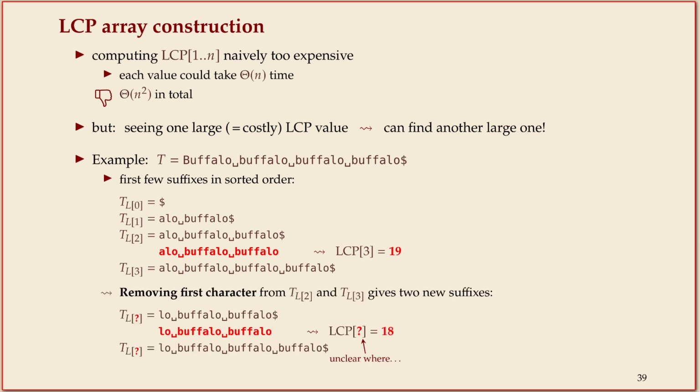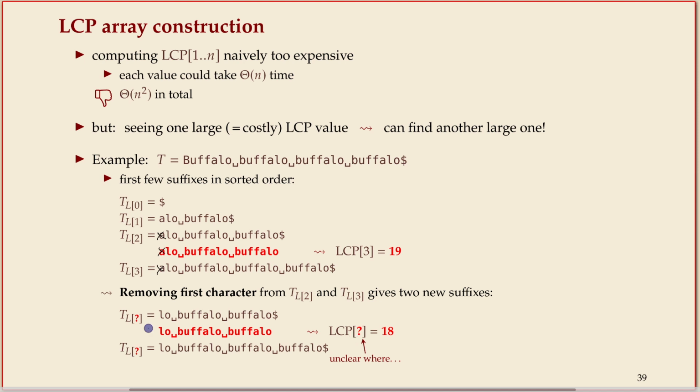Well, if I take off the first character of those two, then they become two other suffixes, but they still share a lot because it's just one character less. If they were the same for the first 18 characters, then chopping off that first character means they share 18 characters. The tricky bit is just to find where does that 18 go. We know there's two suffixes that have a longest common prefix of 18, but which ones?